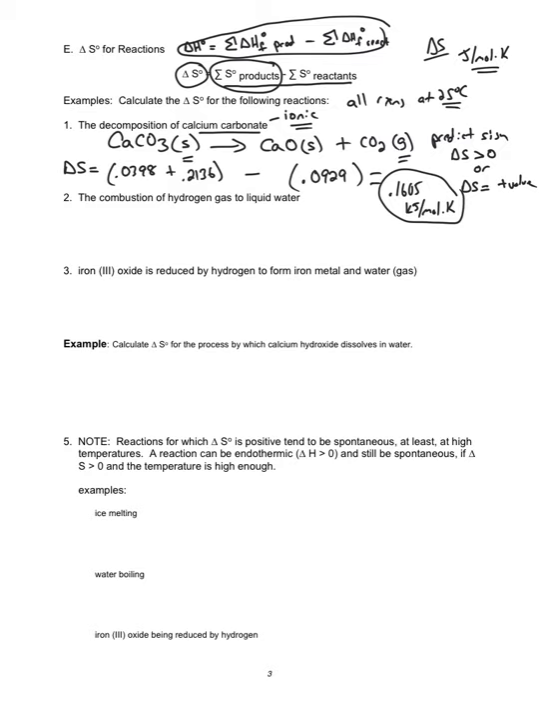All right, so let's drop down to number 3. Iron 3 oxide is reduced by hydrogen to form iron metal and water. Real quickly, pause the lecture and balance this chemical reaction. All right, the balanced equation there, iron 3 oxide is Fe2O3 plus hydrogen, H2. Hydrogen is a diatomic element. Iron is not, Fe. And then water in the gaseous state, and then there are the coefficients.